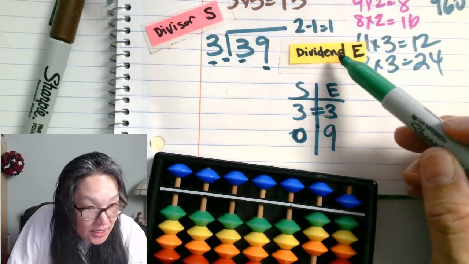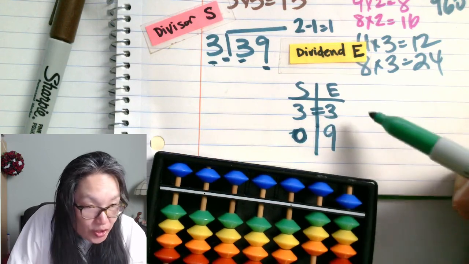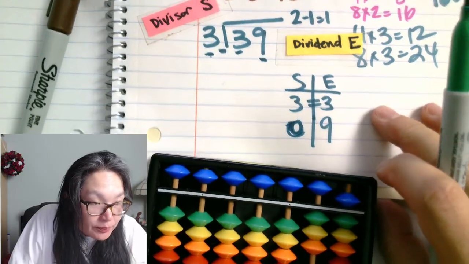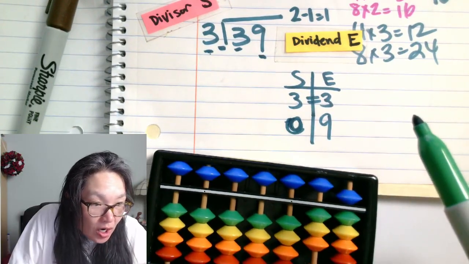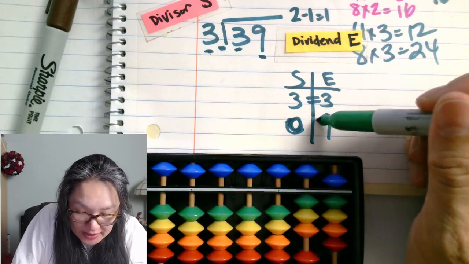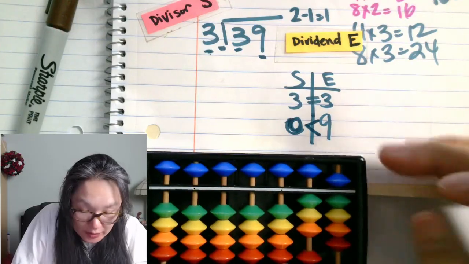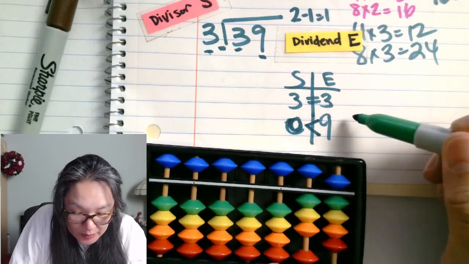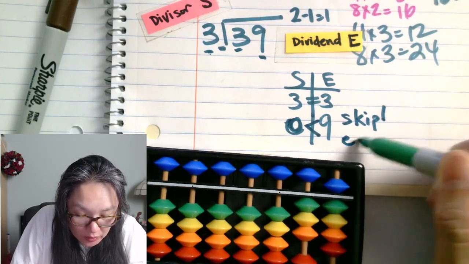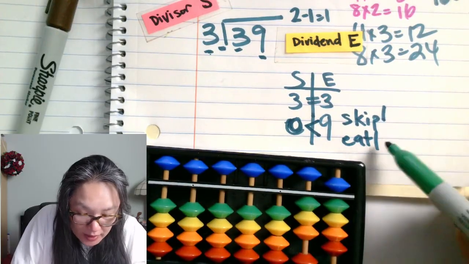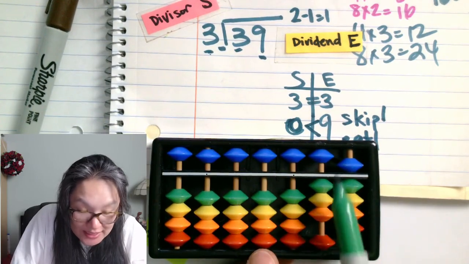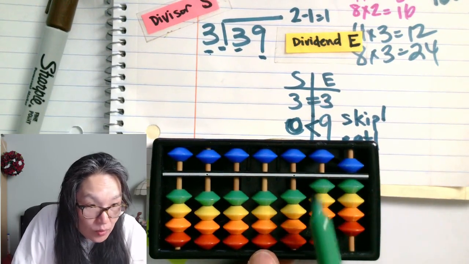So if the dividend is bigger or the divisor is bigger, which one is bigger? Okay, our dividend is bigger. Yes, our dividend is bigger. So if our dividend is bigger, there's a rule that we need to do. Skip 1, subtract 1, or we call it eat 1. Skip 1, eat 1. We're going to skip this column, and we're only going to take away one column. This is the one column we're going to take away.